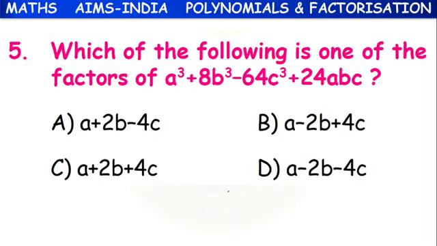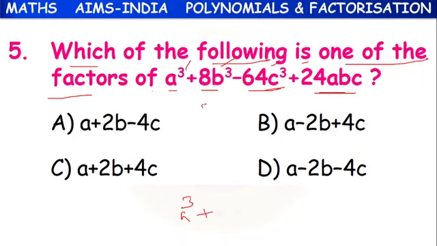So, which of the following is one of the factors of a cube plus 8b cube minus 64 c cube plus 24abc. So here, because we have cubes, let's try to write in the form of cubes. A cube, we can keep it like that only. 8 we can write as 2 cube. 2 cube b cube we can write as 2b whole cube. Plus 64, we can write it as 4 cube. So here we have minus. Let's keep minus here.